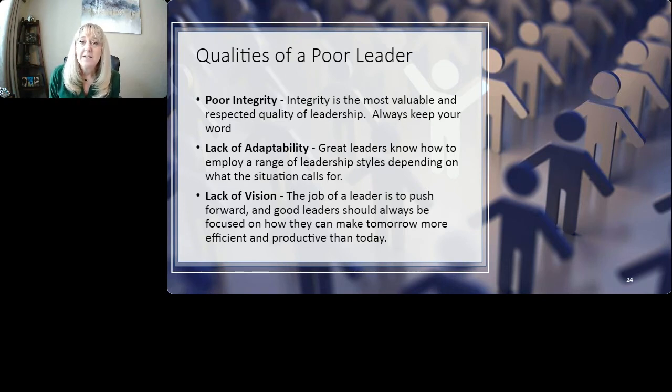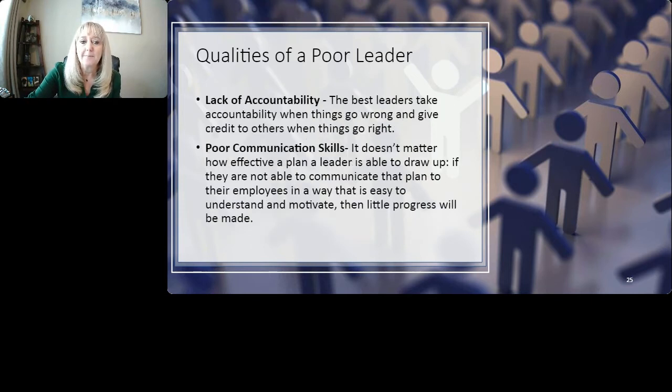Lack of vision. This is where a lot of leaders get lost. People love their supervisor, but the higher up managers don't see them pushing forward. They don't have a vision for the department or the company, and they may be asked to leave. And the supervisees are left going, well, gosh, we really liked them. Why did they not keep that person? But unfortunately, that leader is also responsible to push forward. They have to be focused on how to make tomorrow efficient and productive. So they're looking at everything.